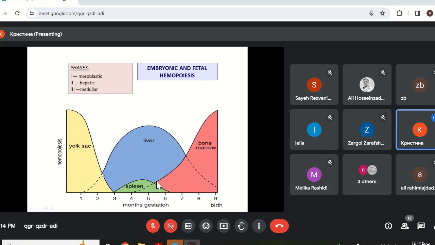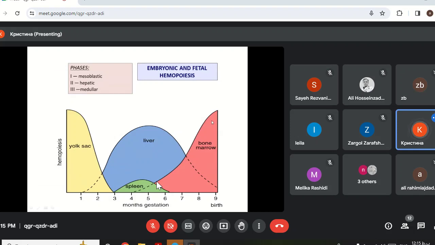Next, this process goes into liver and spleen, and now it is called the hepatic phase of hematopoiesis. Hepatic stands for liver because most of the cells now are produced in the liver, cells of blood I mean. And next, when the bones of the embryo start to be formed, then this process of hematopoiesis goes to bone marrow when it first appears.